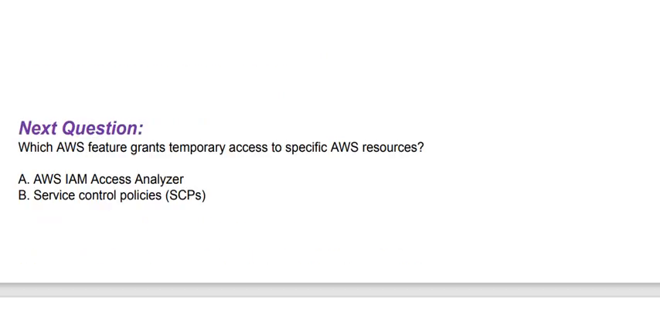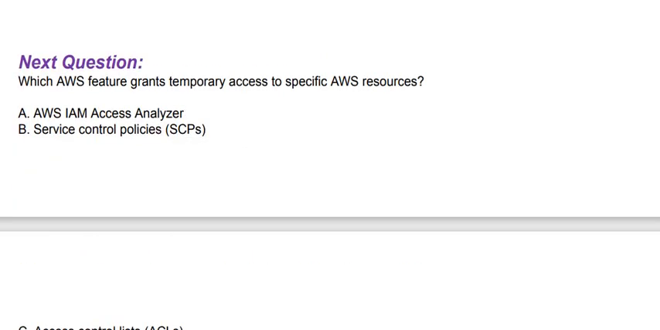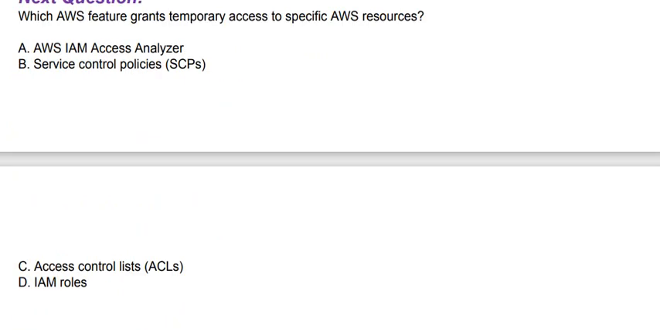Next question is, which AWS feature grants temporary access to specific AWS resources? Option A, AWS IAM Access Analyzer. Option B, Service Control Policies. Option C, Access Control Lists. And option D, IAM Roles. The correct answer is option A.